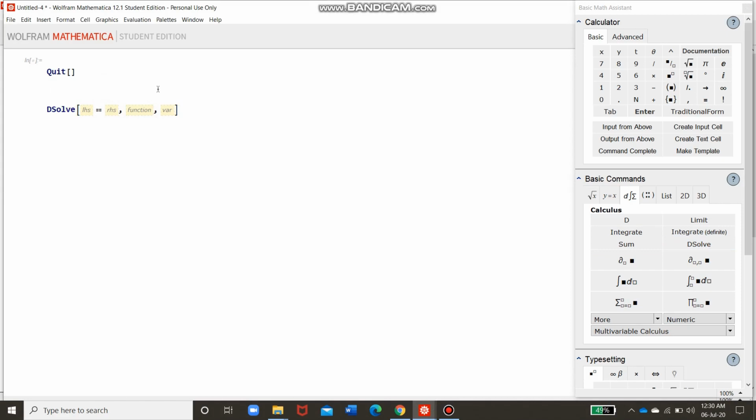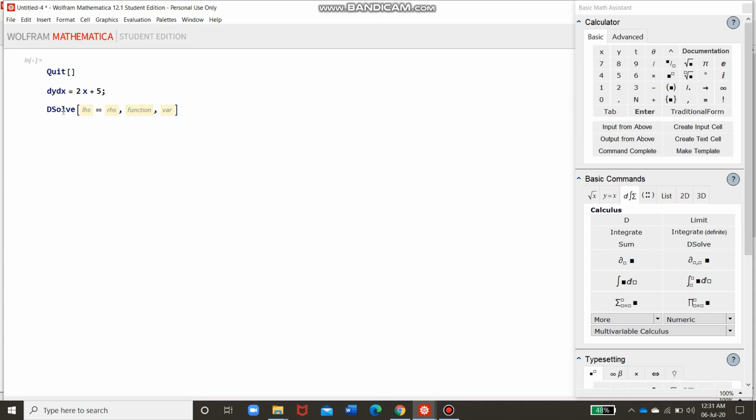For example, we have an equation dy by dx. I'm not going to put the by or else I would get an error. So dy dx equal to 2x plus 5. This is a problem that I want to solve. I'm putting a semicolon because I don't want this output to be displayed.